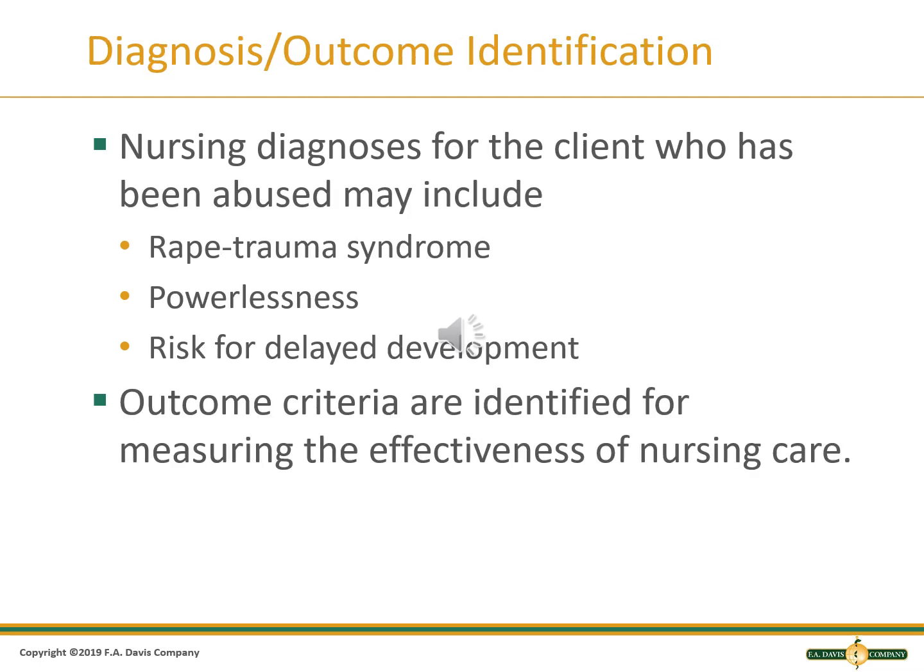So the next few slides we'll talk about the nursing process. So we have a nursing diagnosis and outcomes. Nursing diagnosis for a client who has been abused may include rape trauma syndrome, powerlessness, risks for delayed development. Outcome goal criteria are identified for measuring the effectiveness of the care plan or the nursing care.